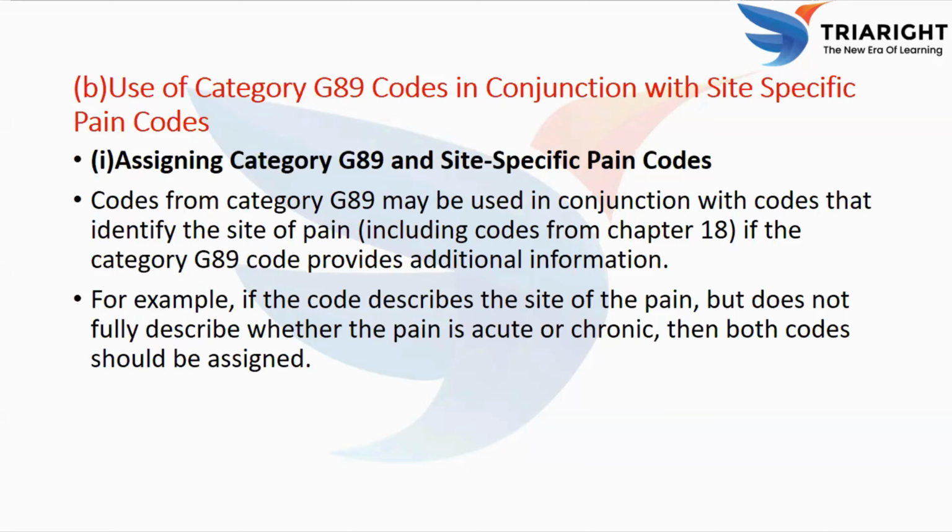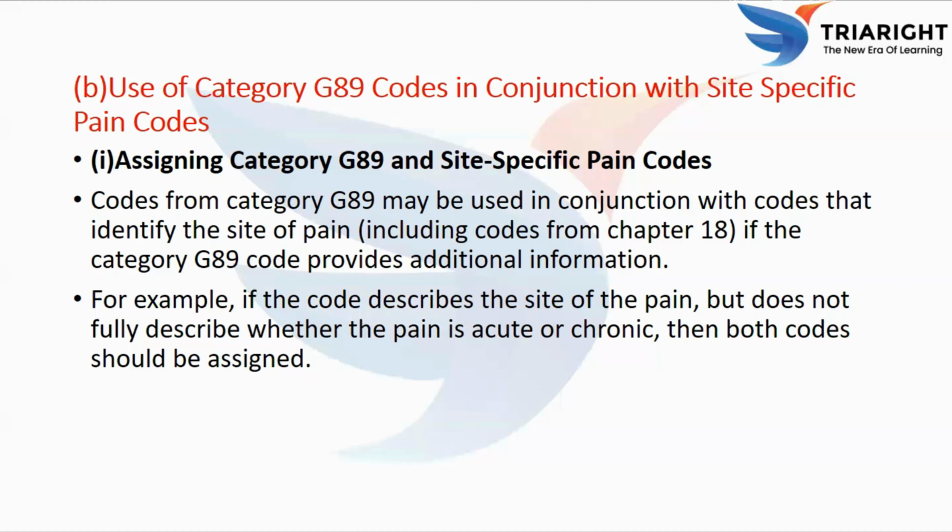So when to assign both G89 and site-specific pain codes? You must use both when the site-specific code tells you where the pain is, for example, low back pain, situated at the lower back, and the G89 code tells you what type of pain it is. The G89 code tells you more details about the type of pain, whether it is acute or chronic, short-term or long-term. So the G89 code gives the missing detail.